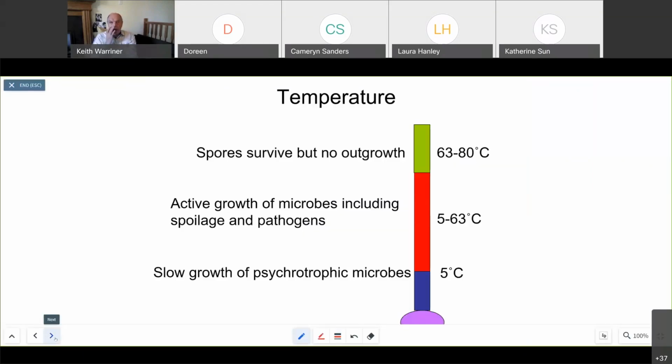Now, with temperature, as you probably know, or might not know, there's basically a danger zone. So what you have to do is have food stored cold, below 4 degrees C, or very hot, above 63 degrees C. And the danger zone, a temperature abuse for an unstable product, is between 4 and 63.